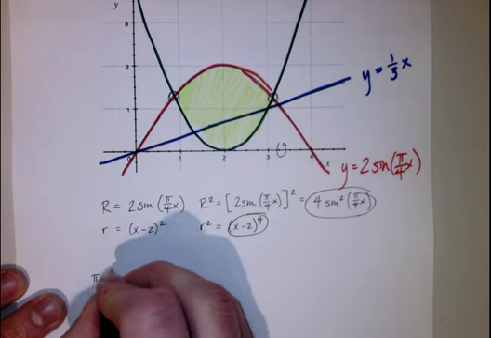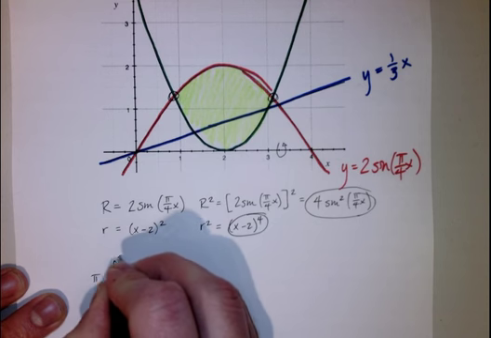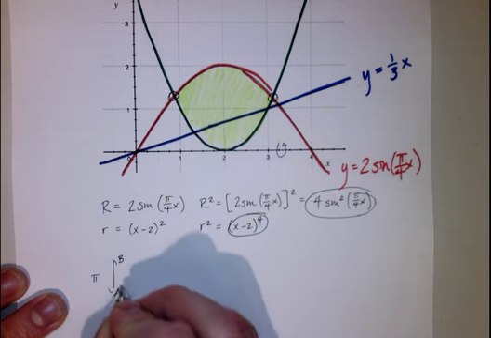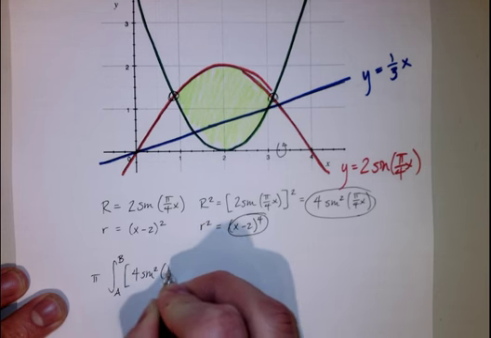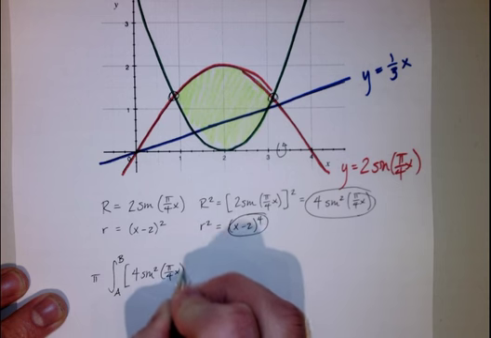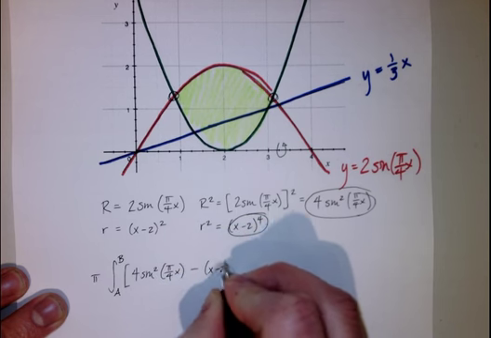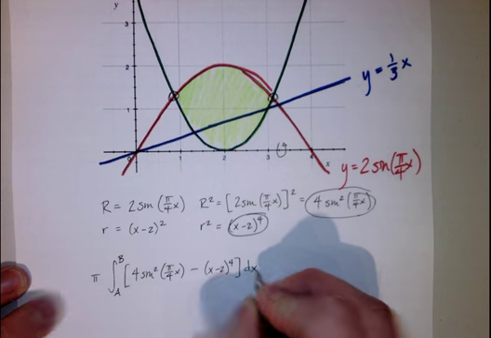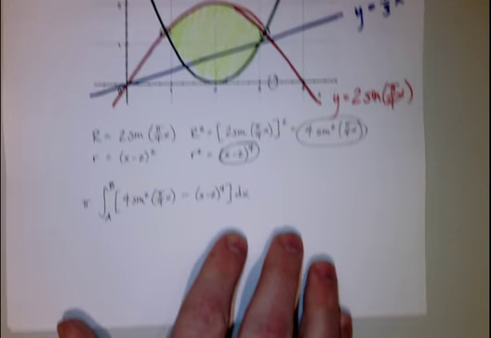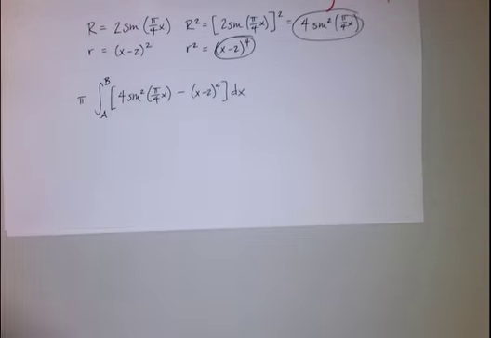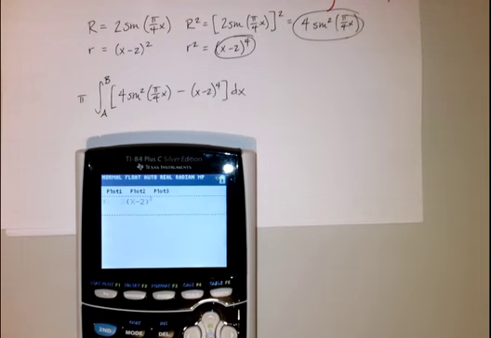Now I know pi from a to b of 4 sine squared pi over 4x minus x minus 2 to the fourth dx. Now here's the thing. I'm going to go ahead and let you look at that for just a quick second. Actually, I'll go ahead and move that up for those of you that want to continue to look at it. I have stored those functions into y3 and y1.